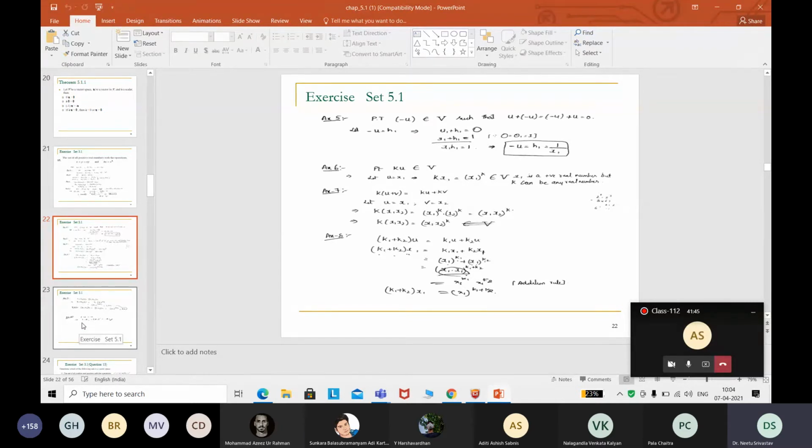Shall I do it? Ma'am, in the exam, do they check all the 10 axioms? Yes. Even sometimes it can be asked that you have to list out the axioms which are not being satisfied.